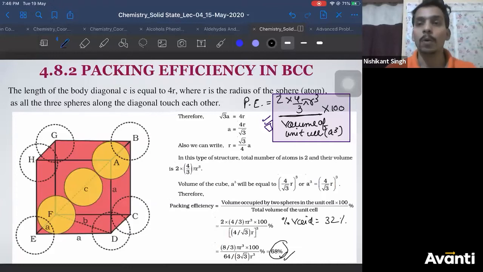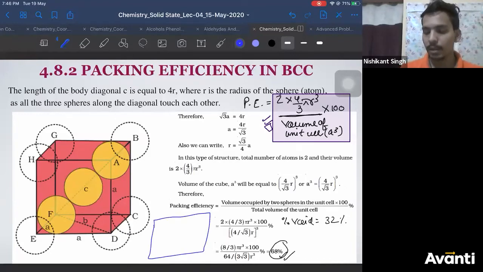Now, let us compare all 3 of them. Let me summarize over here all 3 packing efficiencies. So what do we see here? Just a minute.